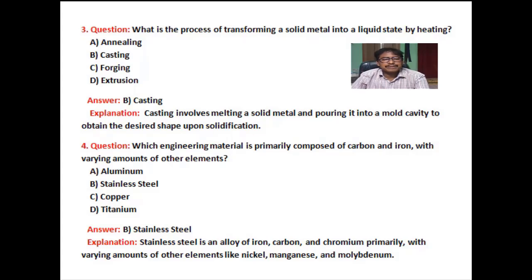Question 4: Which engineering material is primarily composed of carbon and iron, with varying amounts of other elements? A. Aluminum. B. Stainless steel. C. Copper. D. Titanium. Answer: B. Stainless steel. Explanation: Stainless steel is an alloy of iron, carbon, and chromium primarily, with varying amounts of other elements like nickel, manganese, and molybdenum.